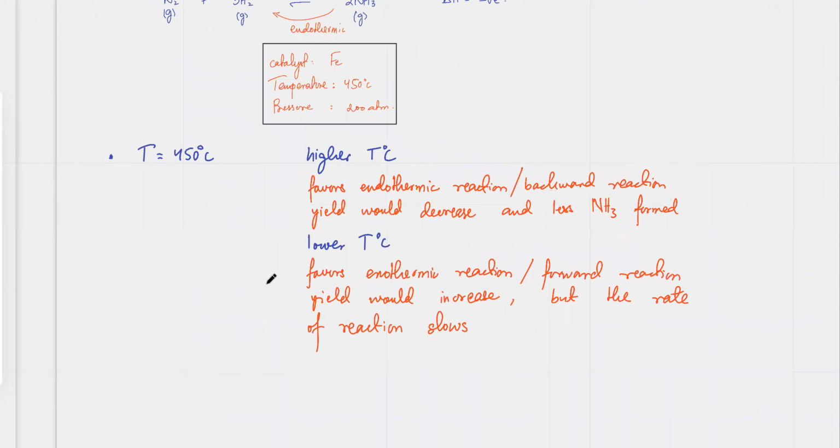Okay, 450 is a compromise. A higher temperature than 450 decreases the yield of ammonia because the endothermic reaction is favored, and at a lower temperature, it does increase the yield of ammonia, but it just takes a longer time. So this is kind of a compromise. Is this clear?